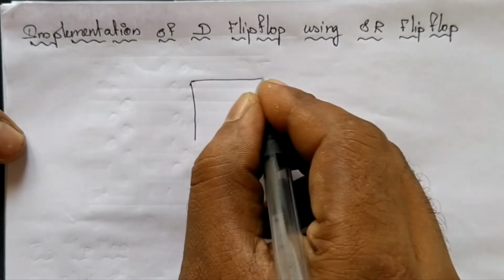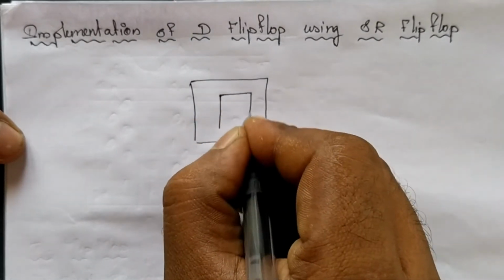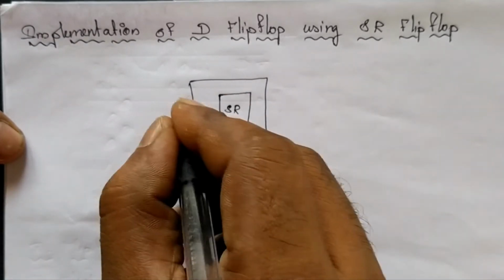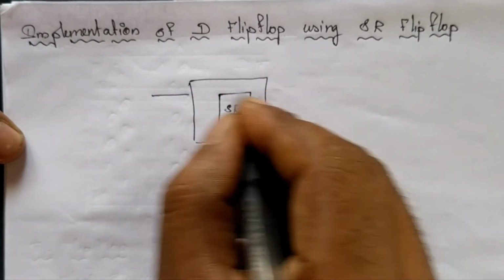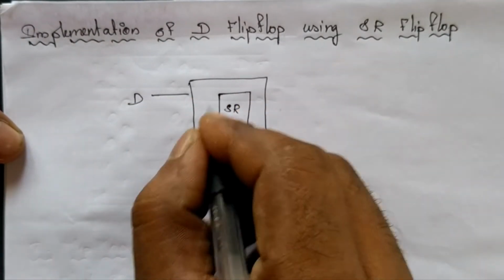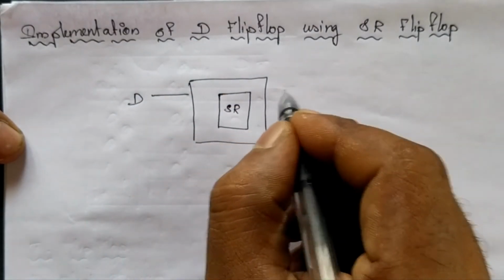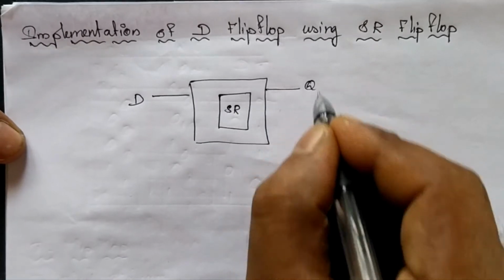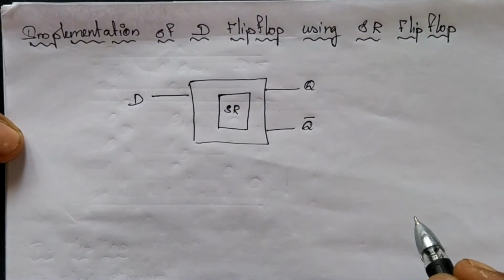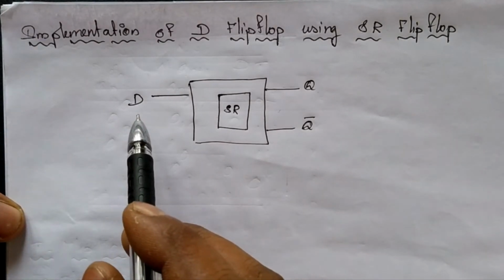Here we are having an SR flip-flop. Using that SR flip-flop, we need to implement a D flip-flop. Therefore, here the input is D, which is internally connected to the SR flip-flop. Then we will get the output Q and Q bar, which works the same as that of a D flip-flop. So here on the input side we are having the input as D.